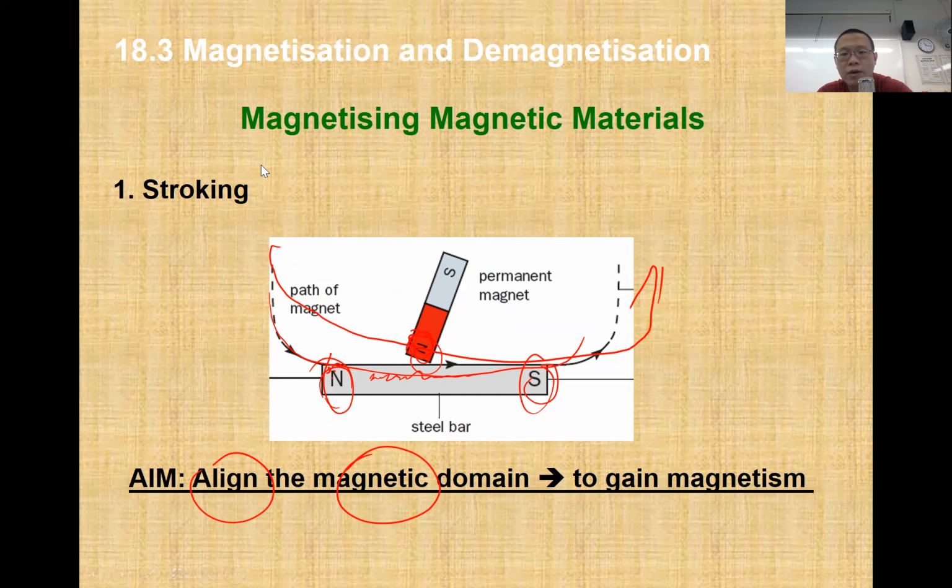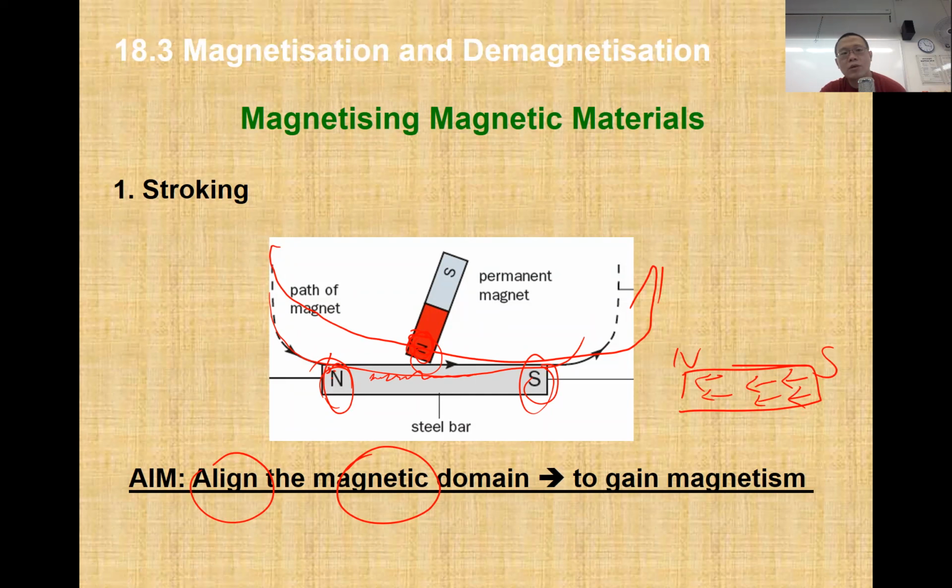So after stroking, you'll find that all the domains in the bar will be aligned in the same orientation, whereby this will be a north pole and this will be a south pole. That's what stroking is about. You use the magnet to stroke the iron bar to train the domains, to align the domains such that you have magnetism on it.